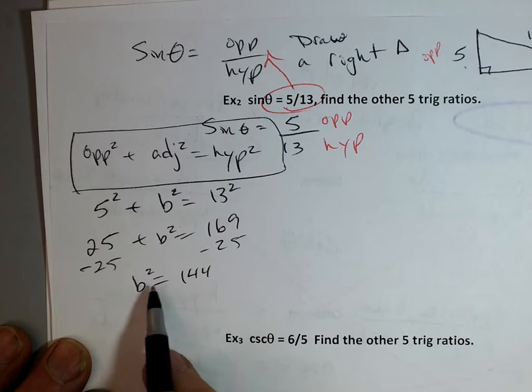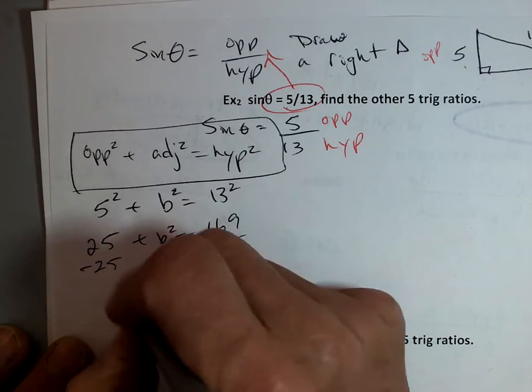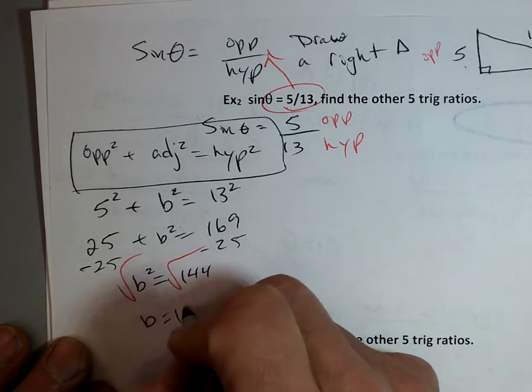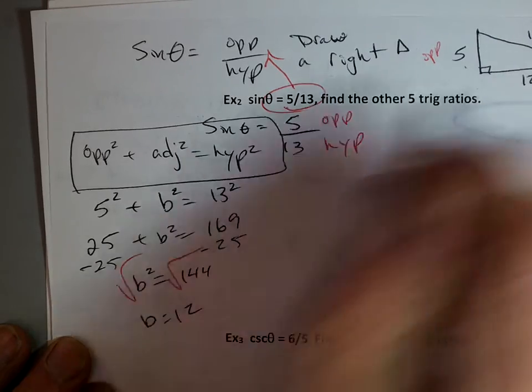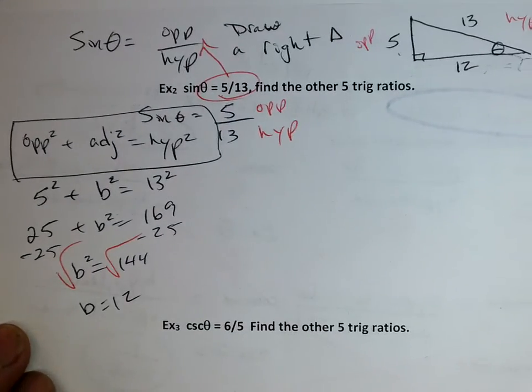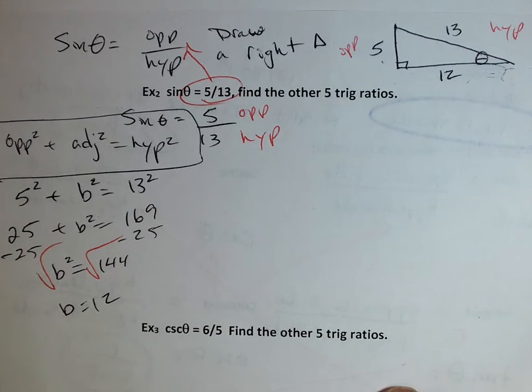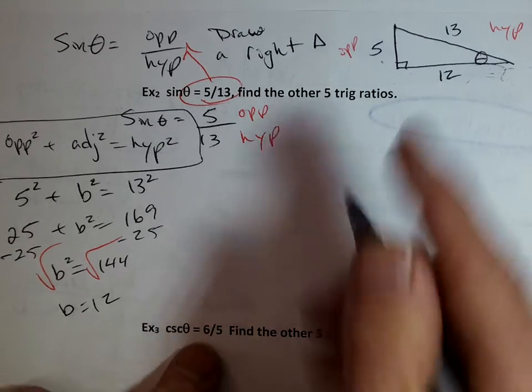How am I going to solve for b squared? Square root, yeah. So what's b? 12. Now that's the adjacent side, isn't it? So let's put my 12 right there. Am I going too fast? All right, you guys can do it now.